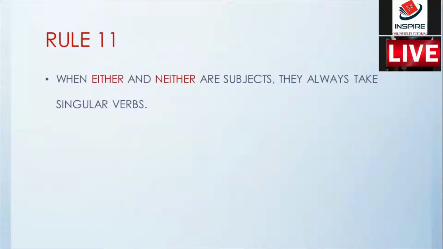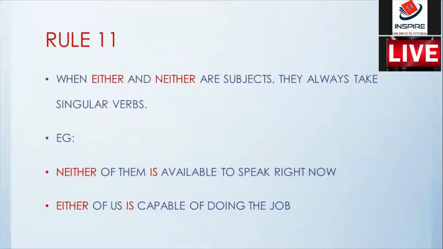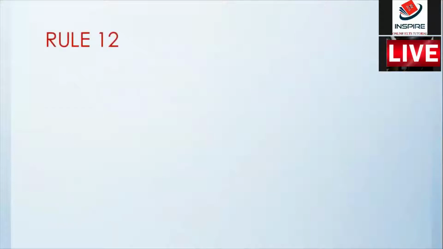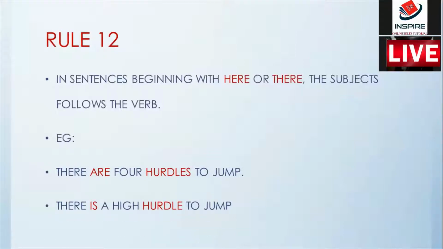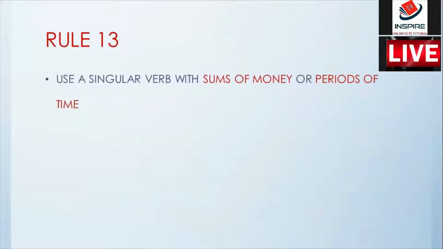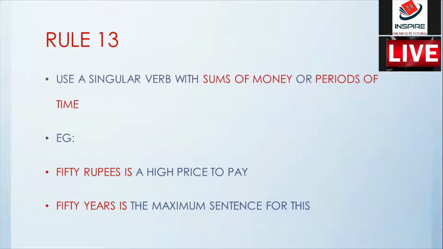11th rule is when either or neither are the subjects, then we need to take a singular verb always, okay, without considering the subject. Rule 12, in sentences beginning with here or there, we need to make sure that the subject follows the verb. Like we need to take up a verb according to the subject, either here or there, okay. 13th rule is when we need to use a singular verb with sums of money or periods of time. Whatever the time or whatever the amount of money, you need to use a singular verb.